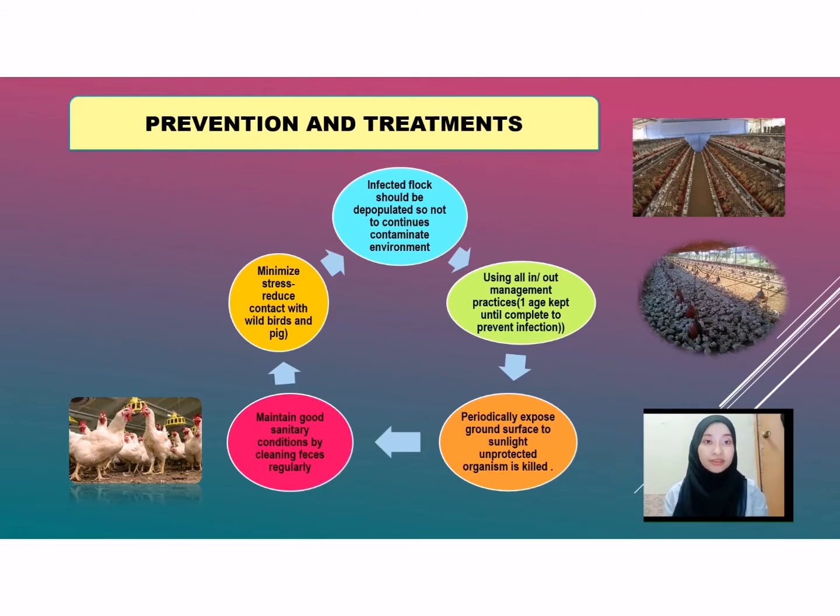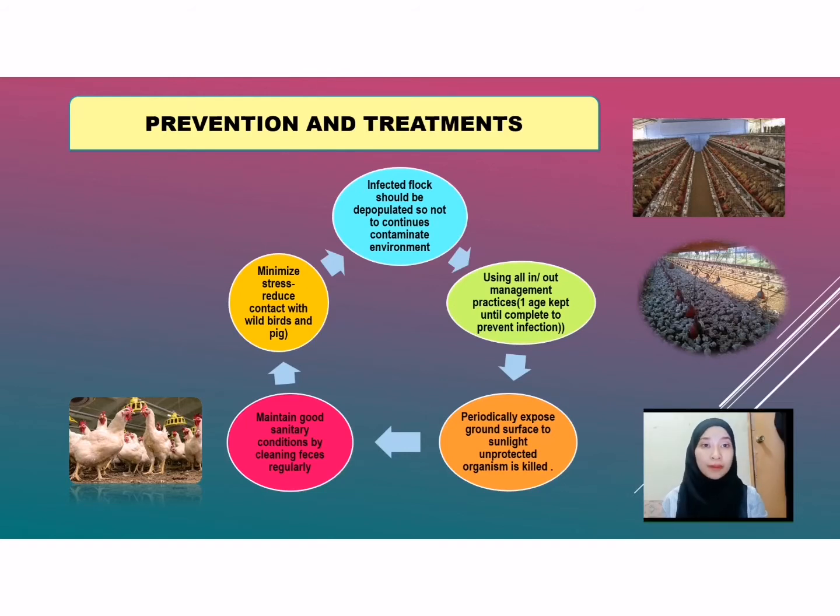So to prevent the infection, as you can see in the picture, this is the all-in, all-out system. Maintain good sanitary conditions in poultry housing, which means cleaning feces regularly to prevent transmission of avian tuberculosis. Another prevention is to minimize stress, because stress is a key factor of transmission. So reduce contact between the birds and wild birds and pigs to prevent the transmission of avian tuberculosis.